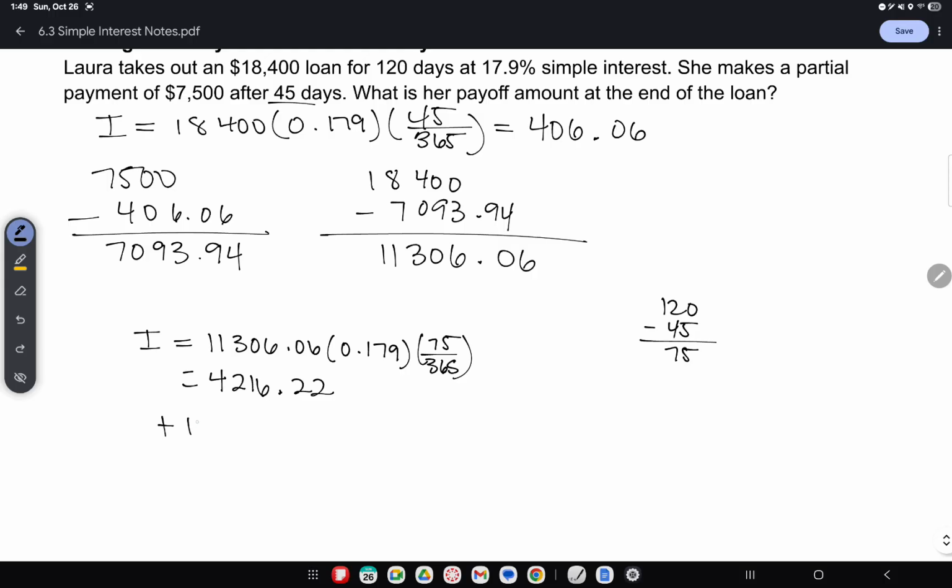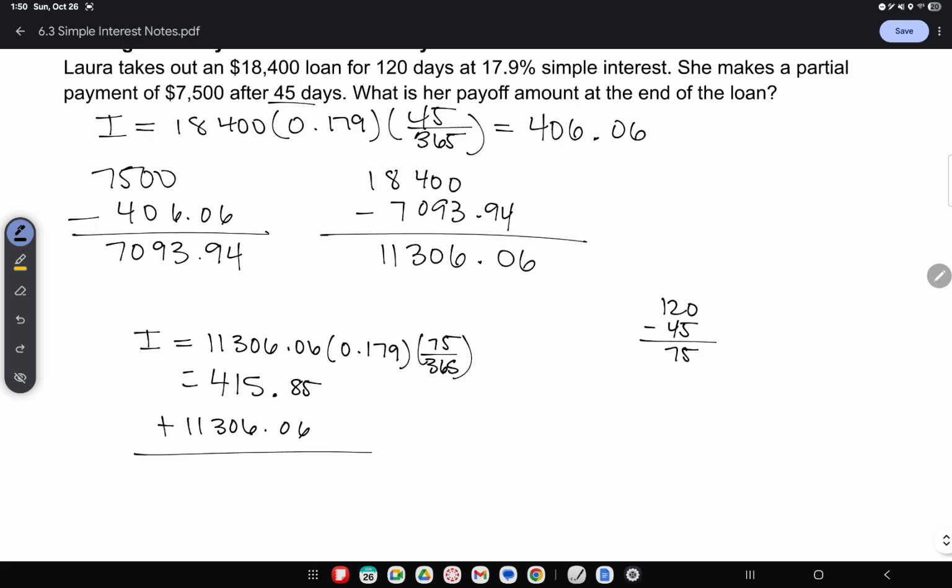So I have to add that to that 11,306.06. So 4,216.22 plus 11,306.06 gives me a lot more than I was expecting. Hang on. That's because in my calculator I typed in 36, not 365. So that is my bad. So the interest is actually 415 and 85 cents.